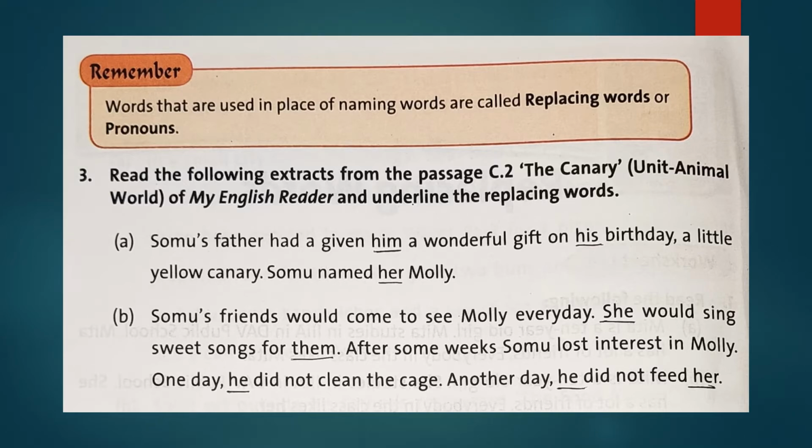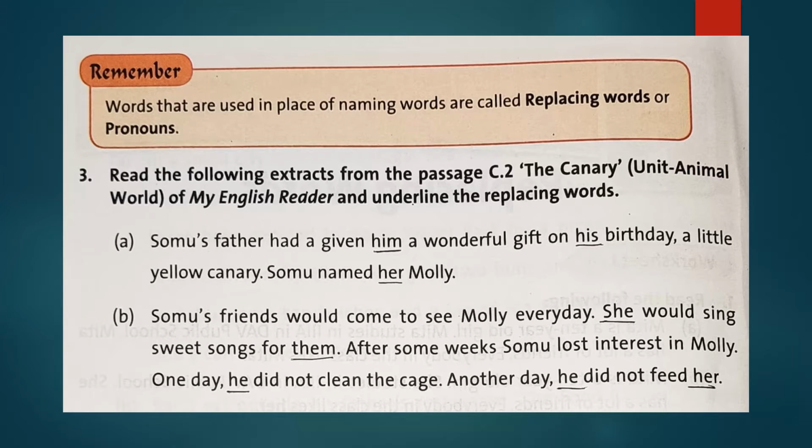And his. His also instead of Somu's. That is his birthday means Somu's birthday. And also her. Her means that canary. So here him, his and her are replacing words. Next. Somu's friends would come to see Molly every day.